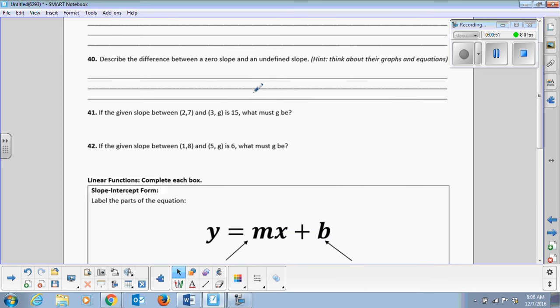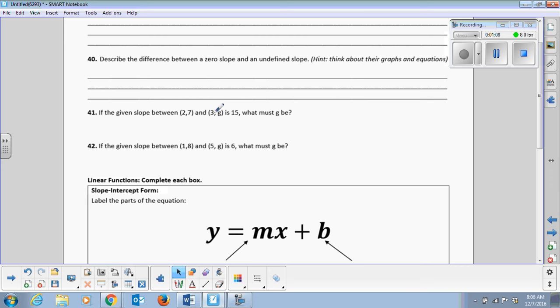And 41, these are a little bit different. They want you to find the slope between 2 points, but instead of giving you 2 complete points, they give you the variable and they say that their slope is 15. So on this one, I will work it out and you can do 42.